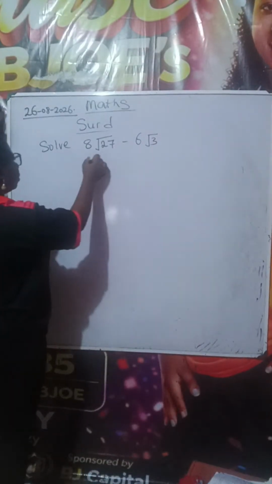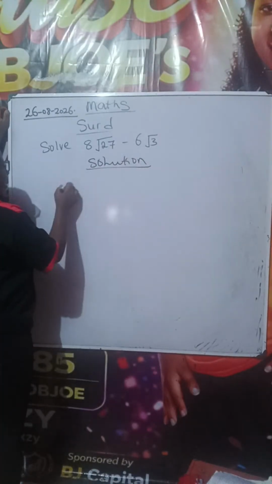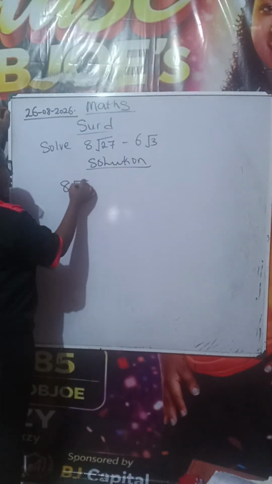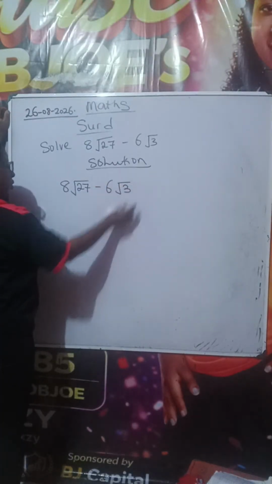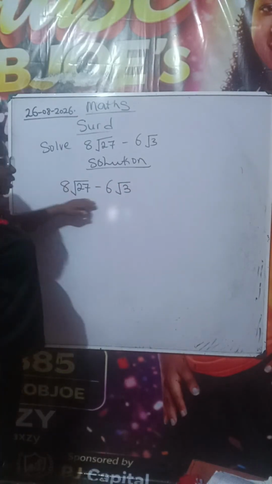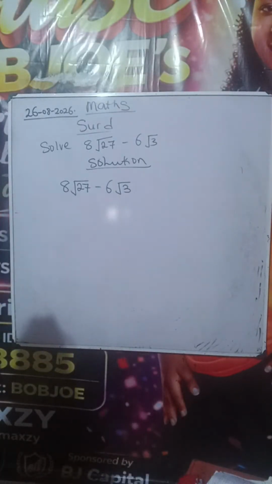So, solution: we have 8 root 27 minus 6 root 3. Now looking at it like this, can we add it together? Is it possible for us to add together now? We can't add it together unless the root is the same. Unless we make the root the same.